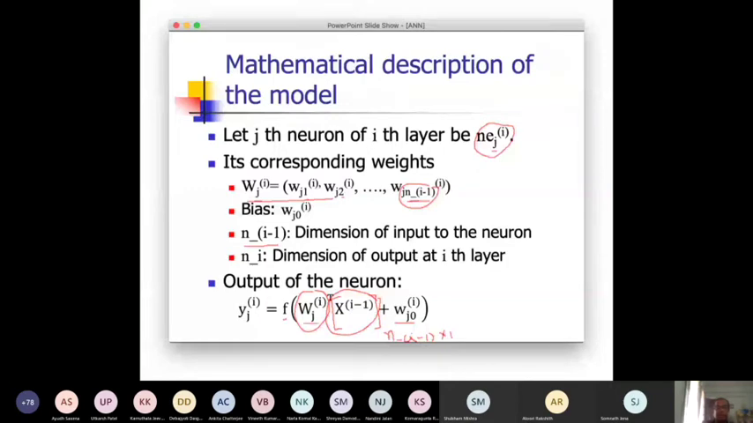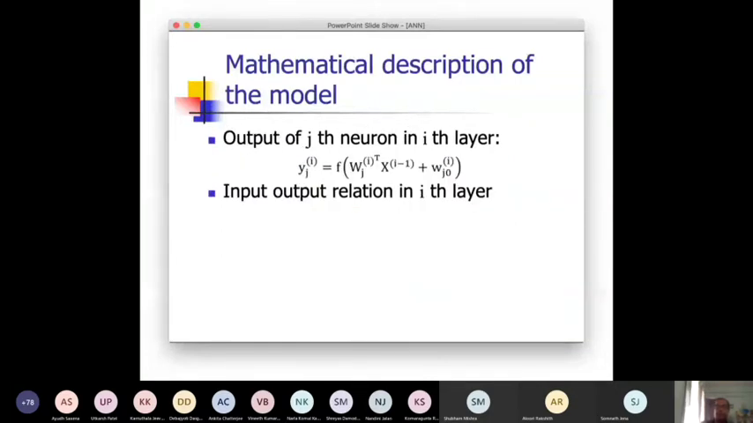Similarly, W_ji, you can see this is a row vector. W_ji transpose is basically the row vector, so it is 1 cross n_{i-1}, plus W_ji naught. This gives you the net input to the perceptron node, which is the jth neuron, and then we use a nonlinear function to get the corresponding output.